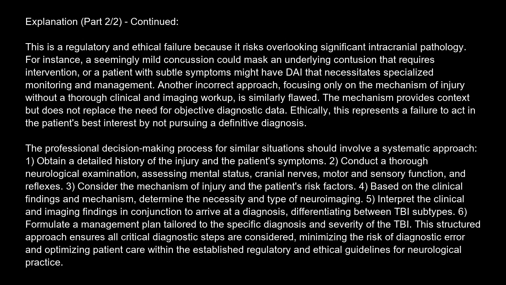The professional decision-making process for similar situations should involve a systematic approach. 1. Obtain a detailed history of the injury and the patient's symptoms. 2. Conduct a thorough neurological examination, assessing mental status, cranial nerves, motor and sensory function and reflexes. 3. Consider the mechanism of injury and the patient's risk factors. 4. Based on the clinical findings and mechanism, determine the necessity and type of neuroimaging. 5. Interpret the clinical and imaging findings in conjunction to arrive at a diagnosis, differentiating between TBI subtypes.